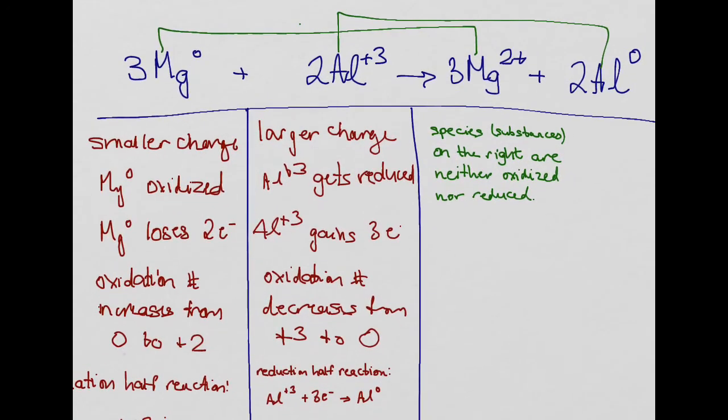Okay, so this is an example of a redox reaction where the oxidation numbers are assigned, and all you have to do is just take a look at the numbers and see, are they going up or are they going down? Are the charges smaller? Are the charges larger? What's getting oxidized? What's getting reduced? How many electrons are being lost or gained? So on and so forth.